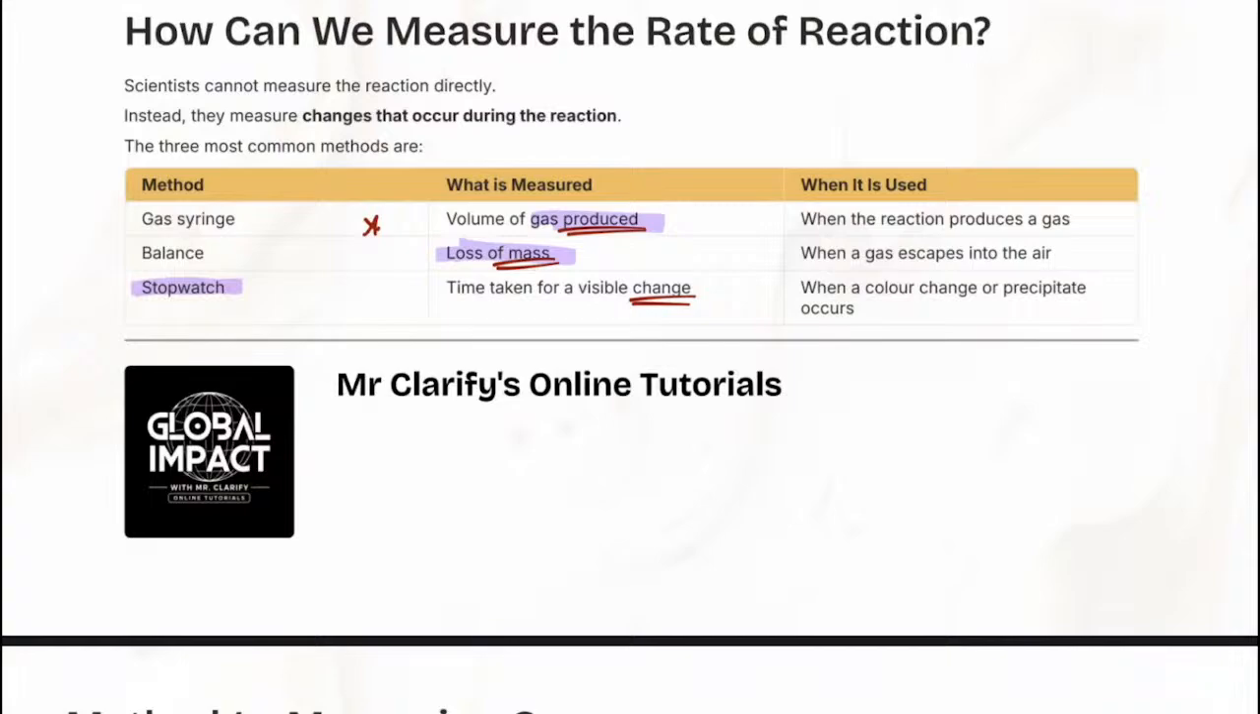Because if it's loss of mass, we'll see how much mass was lost per minute or per second. Then we can know the rate. If a gas is formed, we see how much gas was formed per second. So you divide the amount of gas produced by the time it took, then you know the rate. For mass, you divide the mass that has been lost, or the mass that has appeared, by the time in seconds.